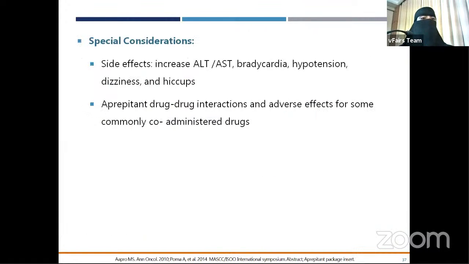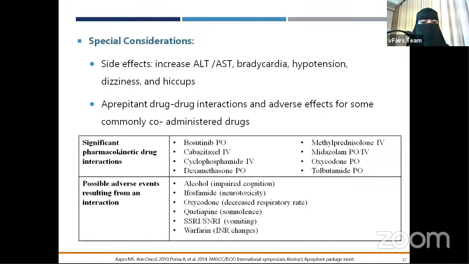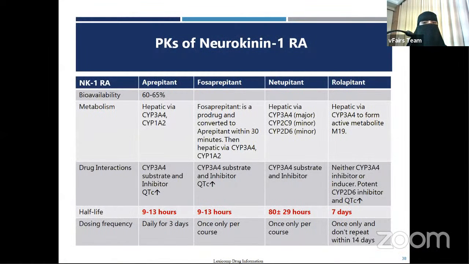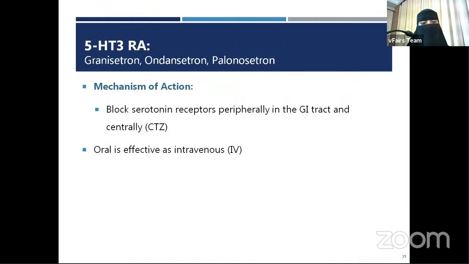There is a special consideration that I want to highlight: aprepitant is a CYP3A4 inhibitor and substrate. So we have to look at the drug-drug interactions, either pharmacokinetic drug interactions or even possible adverse events, such as those resulting from ifosfamide and aprepitant. This is the pharmacokinetic data for the NK receptor antagonist. I will not go into detail with it. I just want to highlight that aprepitant is not FDA approved for pediatrics.